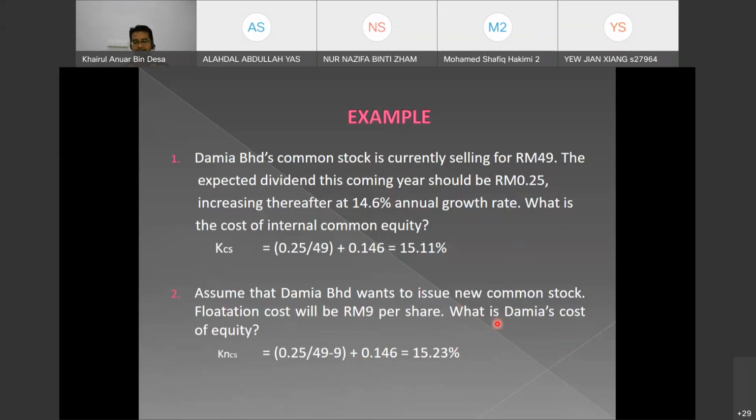Now, can you follow me? Ini you all boleh kira ni? Can you calculate this one and get the same result here? Boleh? Yang lain-lain okay? Okay, we test you.